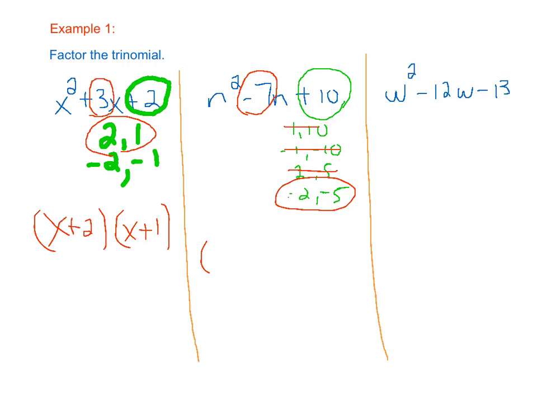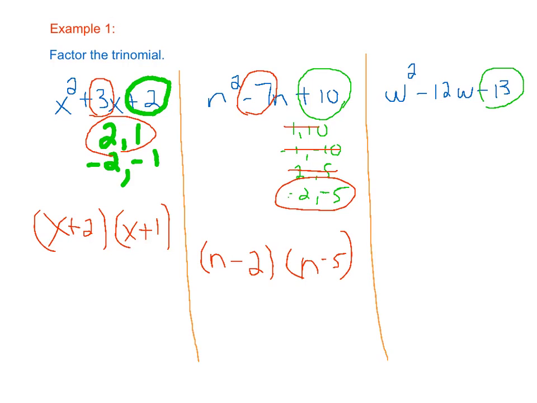So when you factor out that trinomial, we've got the minus 2 there and the minus 5 there. So we have the quantity n minus 2 times the quantity n minus 5 is the factored form for that trinomial.